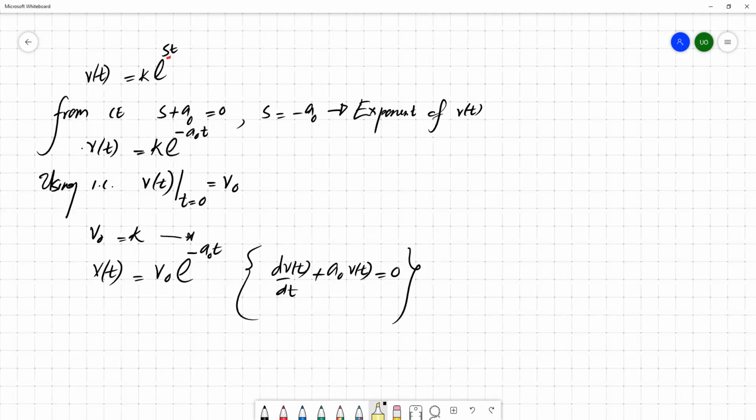So once you get the first order differential equation, you can easily evaluate the exponent of the trial solution by converting this into characteristic equation form. So how do you convert the differential equation to characteristic equation mode, CE mode? Just replace the nth order derivative with s to the power n. So then this becomes s plus a naught equals 0. So this is the characteristic equation.